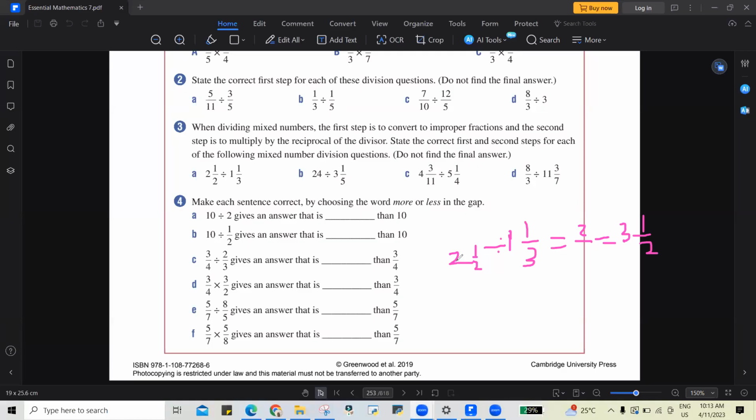2 and 2, 4 and 1, 5 over 2 times 3 and 1, 1 over 1, 3, 4, 4 over 3.